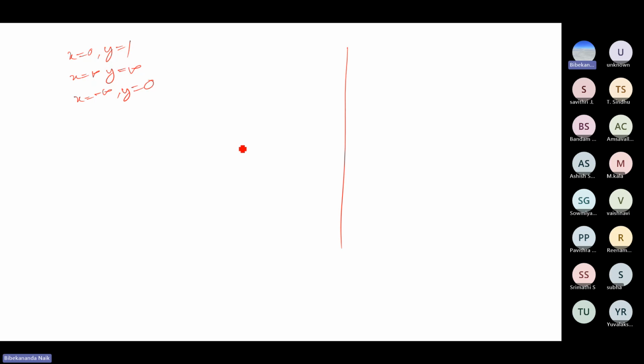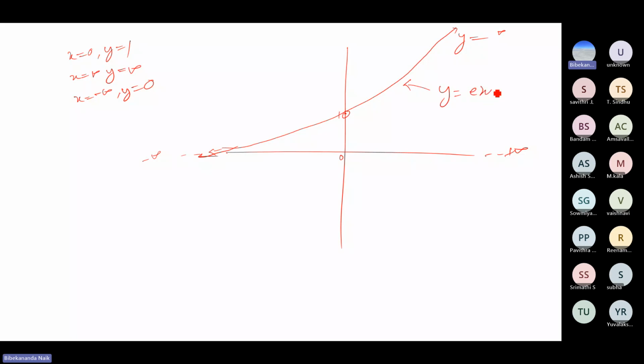So what will be the graph? At x equal to 0, y equal to 1. So this is 1, this is 0. At x equal to plus infinity, y will be infinity, and at x equal to minus infinity, y will be 0. So it will be like this. When x is approaching minus infinity, y will approach 0. But when x is approaching plus infinity, y will approach infinity also. So this is the curve of y equal to e to the power x.